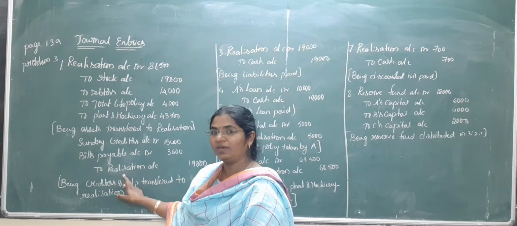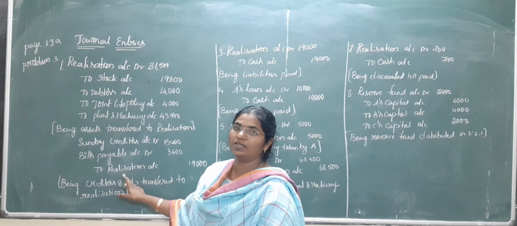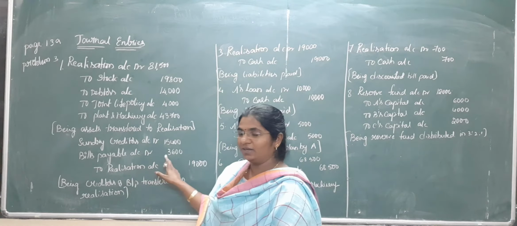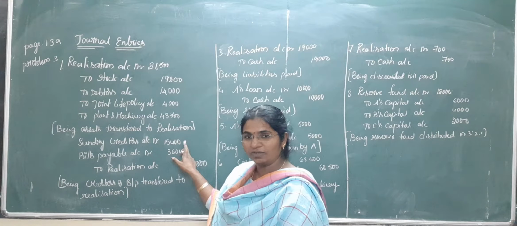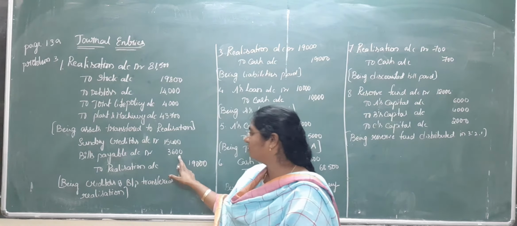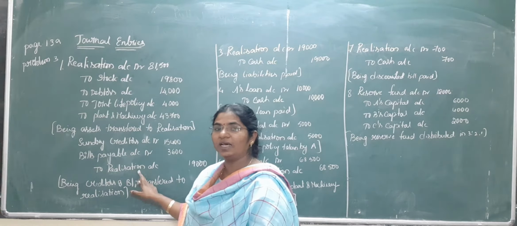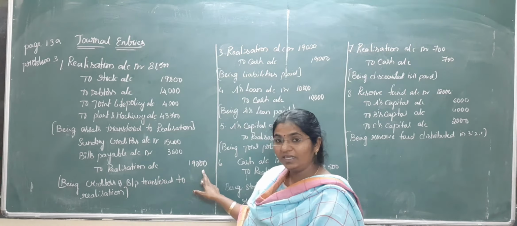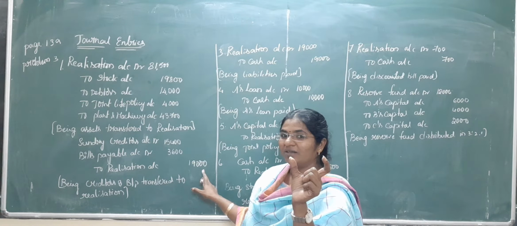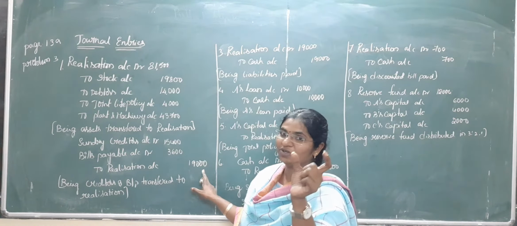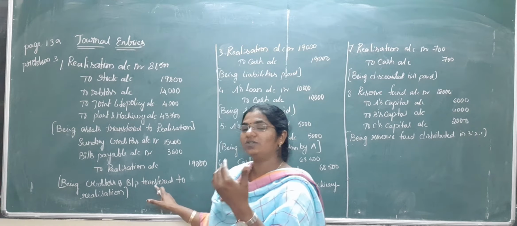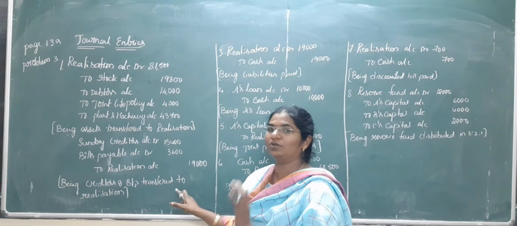Which account do you have to credit? We have to credit realization account. So sundry creditors account debit 15,400, bills payable account debit 3,600, to realization account 19,000. So you can write half of the liability side of the balance sheet. When you are doing the solution, try to make the problem also.